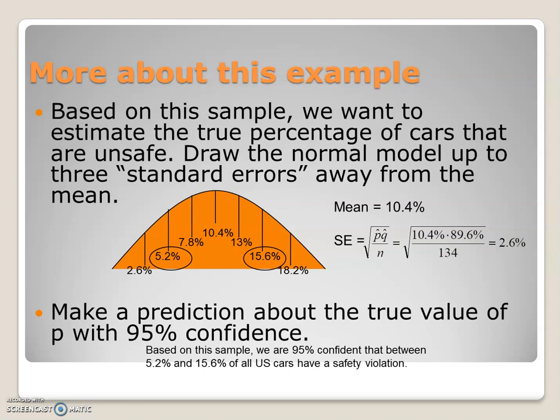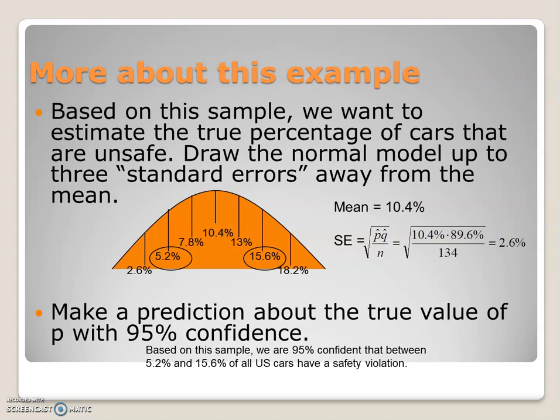Now, I do want to make something very clear. This sentence at the bottom, please write it down. You have to write these sentences this way exactly. You're literally just going to plug in your numbers. So I want you to start off every single answer with, based on this sample, we are whatever percent, usually it's 95, but we will see others. We are 95% confident that between, fill in your two values of whatever your units is. In this case, it was U.S. cars with safety violations, but whatever the problem's talking about.